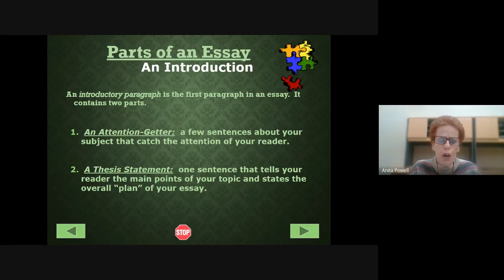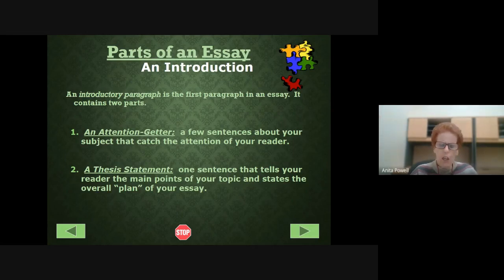It contains two parts. One is the attention getter, a few sentences about your subject that catch the attention of the reader. This may be a statement, or it may be a question. Have you ever wondered how many thousands of cells are in your body? Have you ever imagined how many stars there are in the sky? Okay, something that would draw your reader's attention and cause him to want to read your essay.